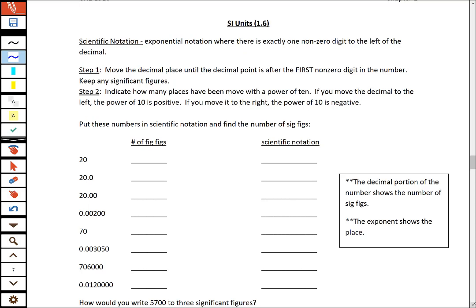And I want to start with this first one right here. And let's ignore the number of significant figure columns right now. Figs, that's supposed to be sig figs, but you knew what I meant. And write this in scientific notation. So we're going to pretend that there's an invisible decimal place written right there. And what we're going to do is move that decimal place over 1.